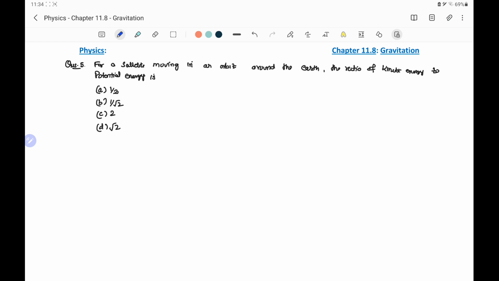Fifth question is, for a satellite moving in an orbit around the Earth, the ratio of the kinetic energy to potential energy. We know that the potential energy of a satellite around the Earth is given by minus G M_e m divided by the radius of the orbit, and kinetic energy is given by G M_e m by 2r. Therefore, the magnitude of potential energy is equal to twice the kinetic energy, and the ratio of kinetic energy to potential energy is equal to 1 by 2. Hence option A is the correct option.